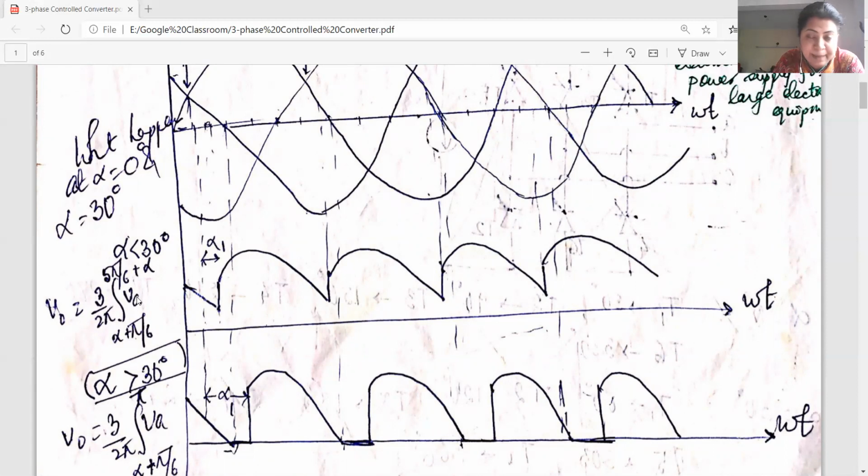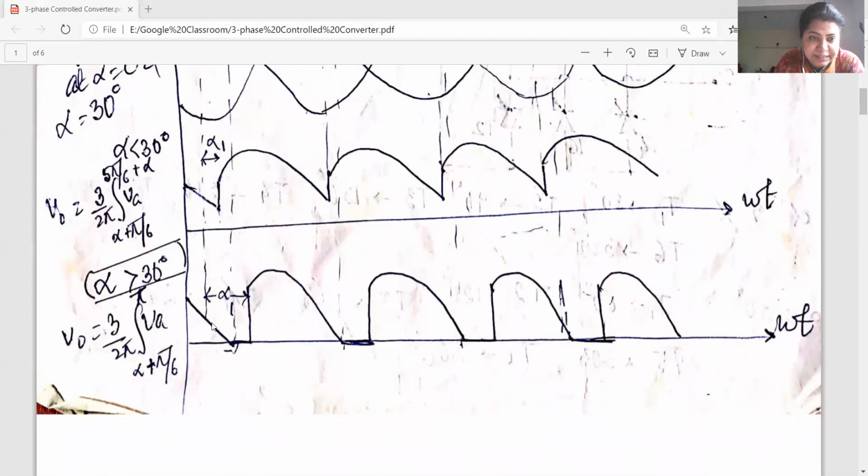VA is equal to VMP sine omega t. VMP is the maximum value of the phase voltage, into sine of omega t, and the expression comes as 3 root 3 by 2 pi VMP cos alpha. Again, I repeat, it will be 3 root 3 by 2 pi VMP cos alpha. Now, this is for an angle of alpha less than 30 degree.